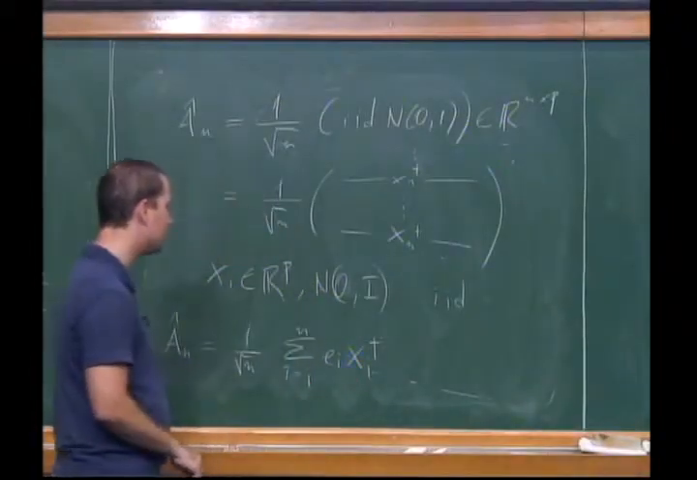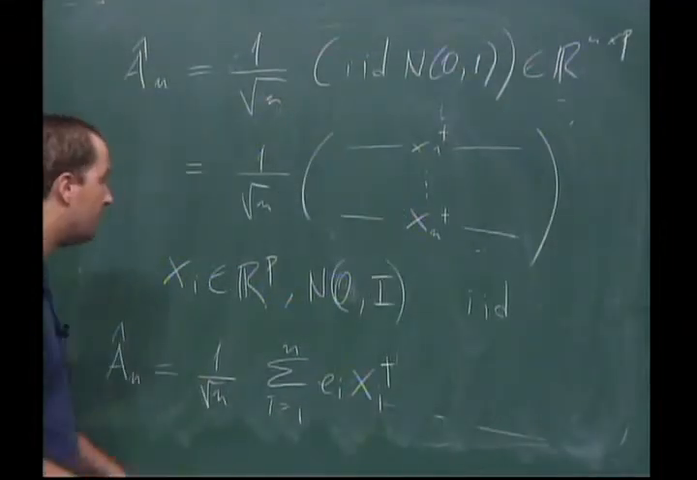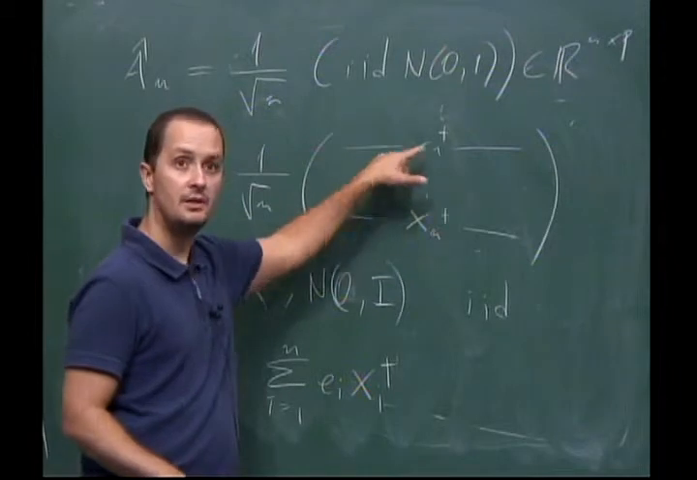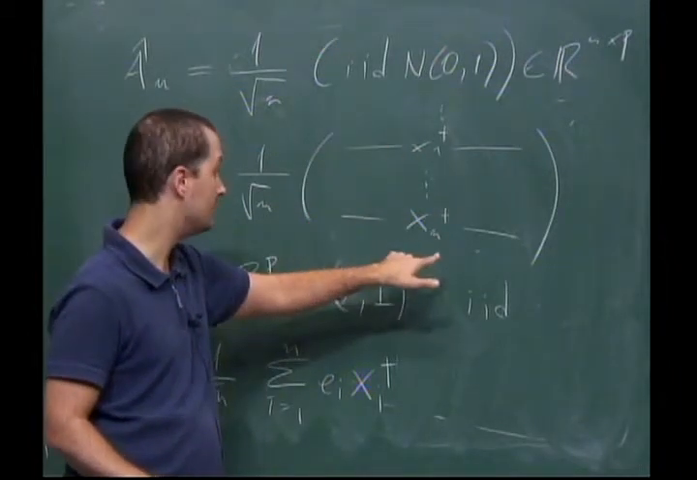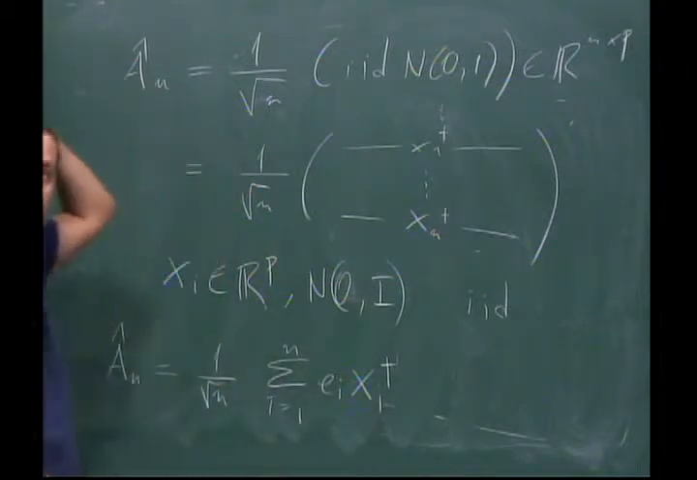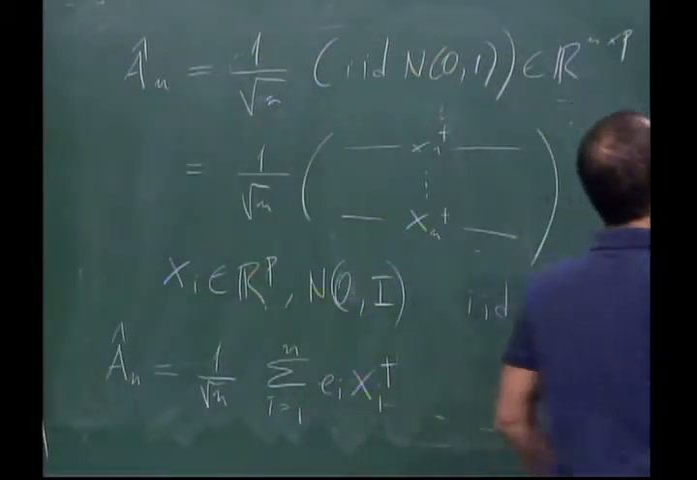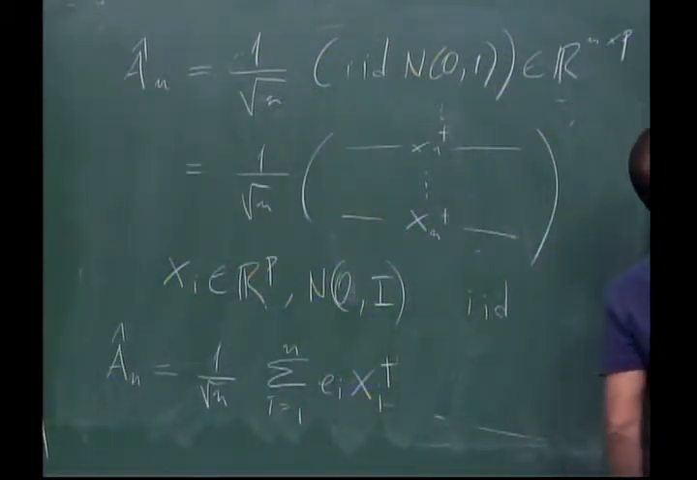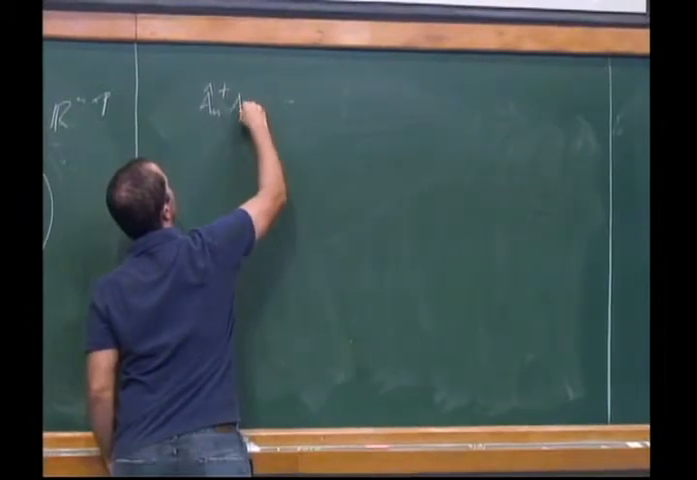And there's nothing really special about this. I'm just saying, well, the rows of your matrix are these vectors, x1 transpose up to xn transpose, and this is the form that the matrix has. Now, there's something nice about this form, which is when you take alpha hat n transpose alpha.